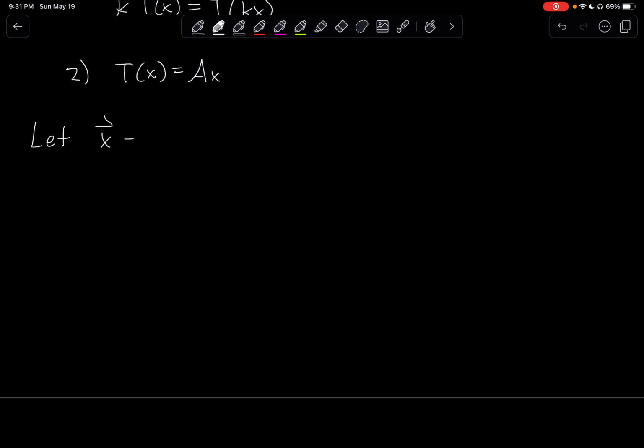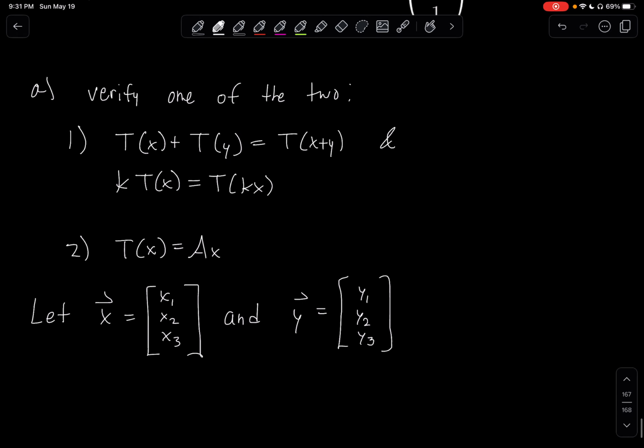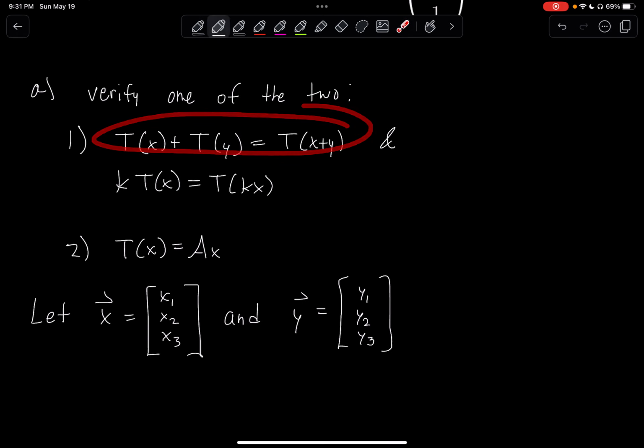x equal this vector, x1, x2, x3. So clearly a vector from R3. And y equal y1, y2, y3. So this is what I have. I need to now prove or show this statement first.